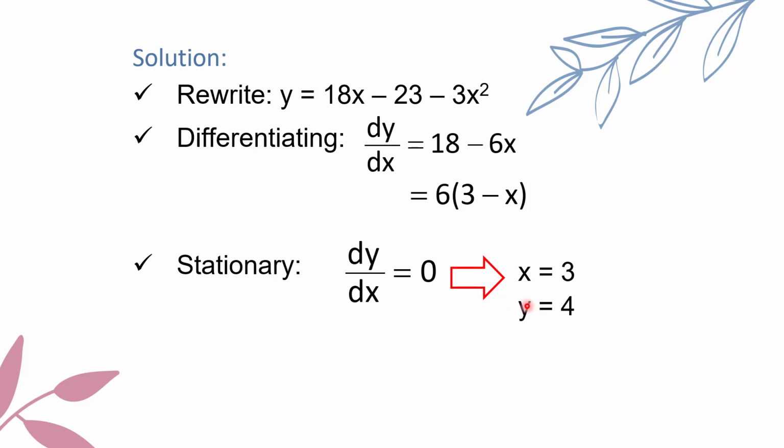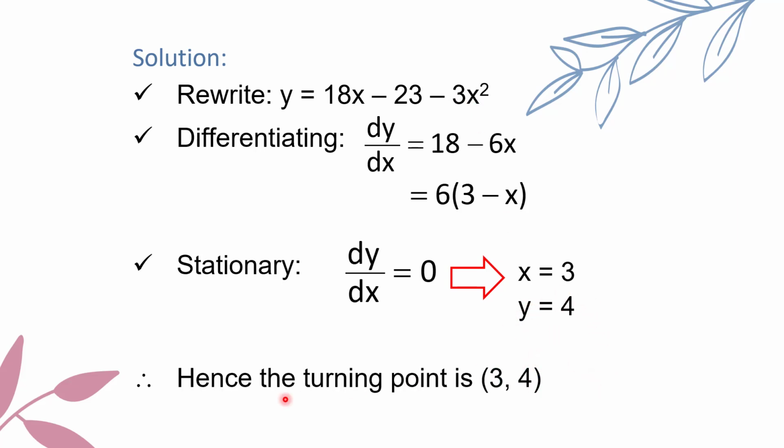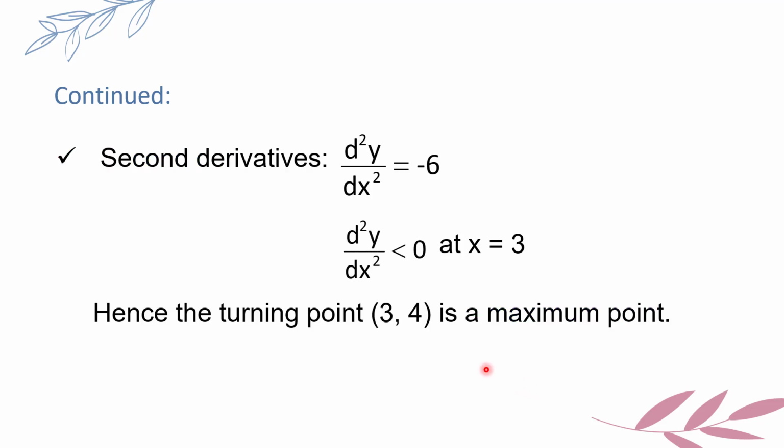Now we calculate the value of y by substituting it here. y equals 18 times 3 minus 23 minus 3 times 3 squared, and we get y equals 4. So the turning point is (3, 4). Now let's continue to find the nature of the stationary point. The second derivative of the function is minus 6. And since it is less than 0 at x equals 3, the turning point (3, 4) is a maximum point.